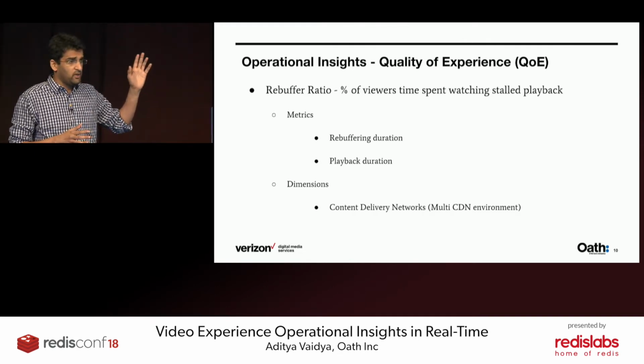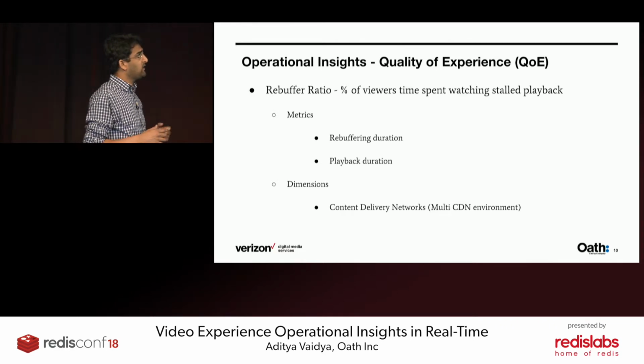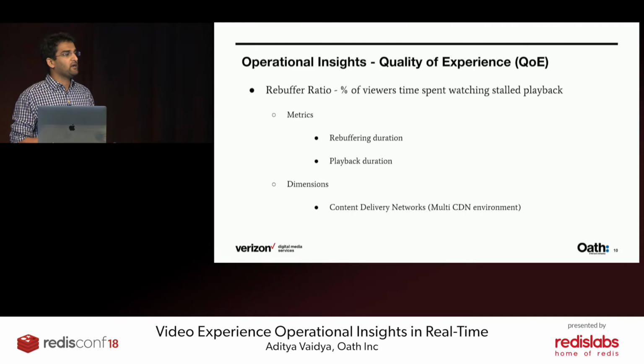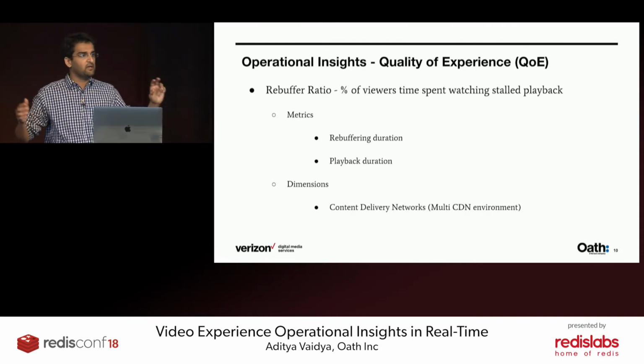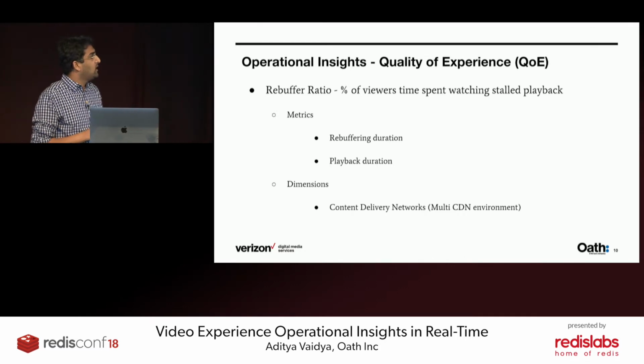In order to calculate this ratio, we collect two different metrics. The first metric is the rebuffer duration, which is the amount of time for which the actual rebuffer has happened. The second is the playback duration, which is the total playback duration, and the ratio is given by a formula over these two.